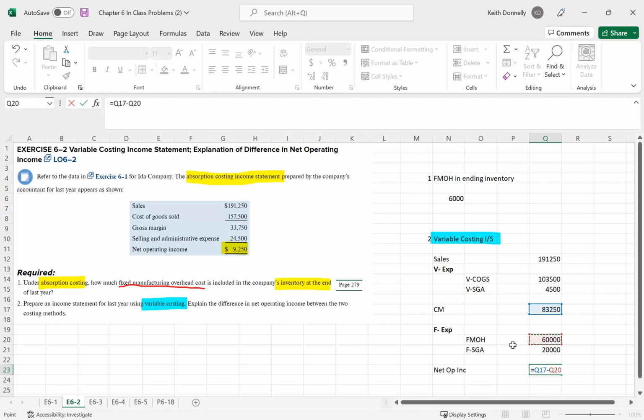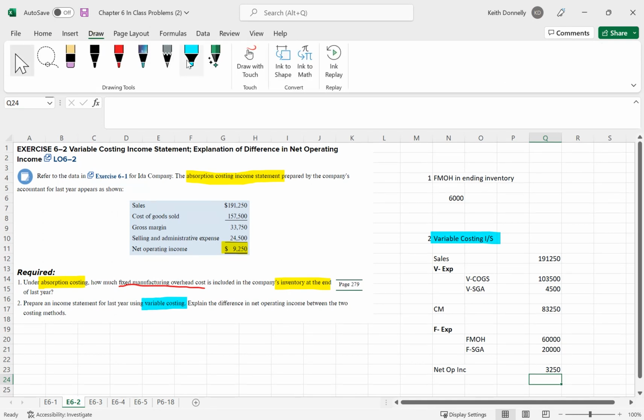So we'll take our contribution margin minus these guys. We're looking at a net operating income here of $32.50. So at the end of the day, what's going on? We got an absorption costing income statement where we're at $92.50. We have a variable costing income statement where net operating income is $32.50. So they want to know, what's the difference between them? Why are these shaking out to be different from one another?